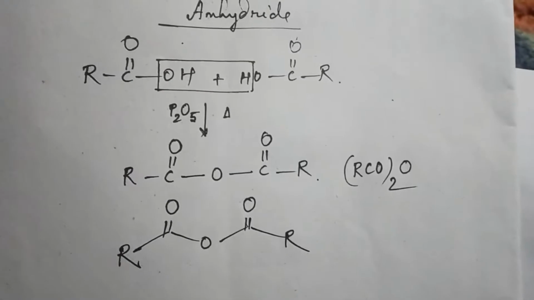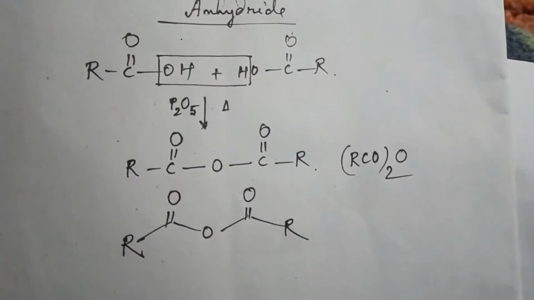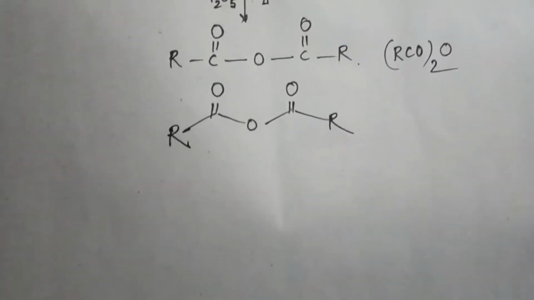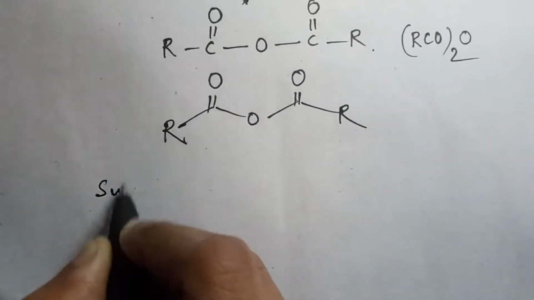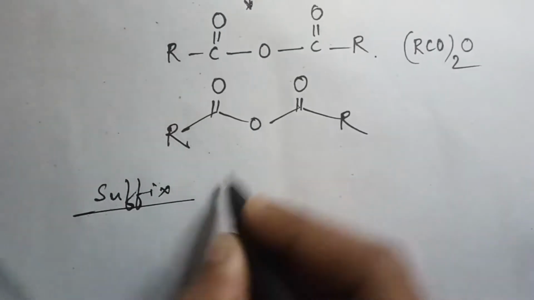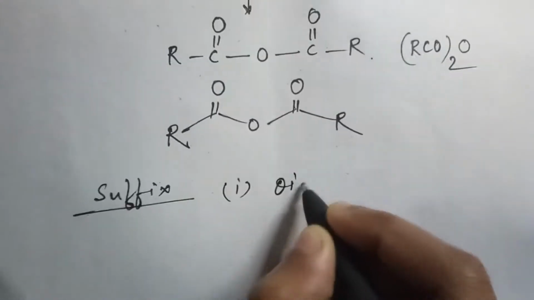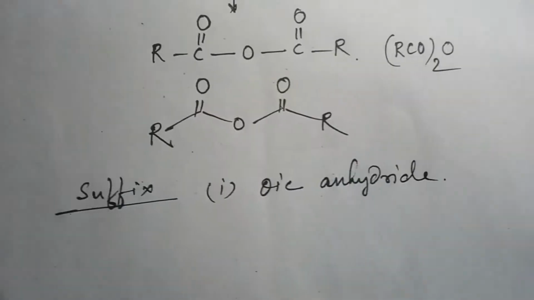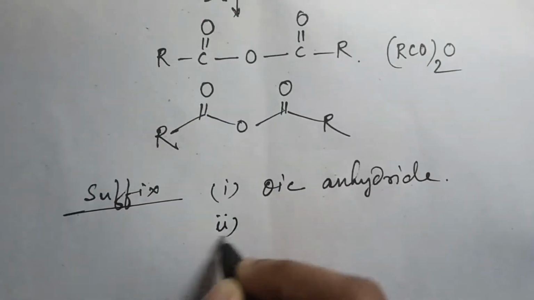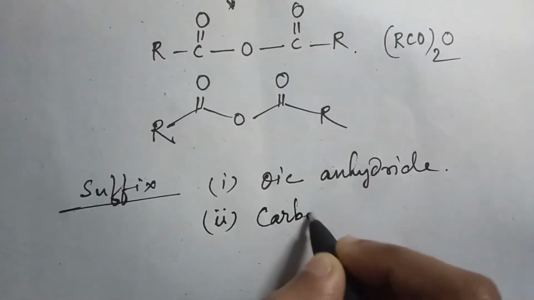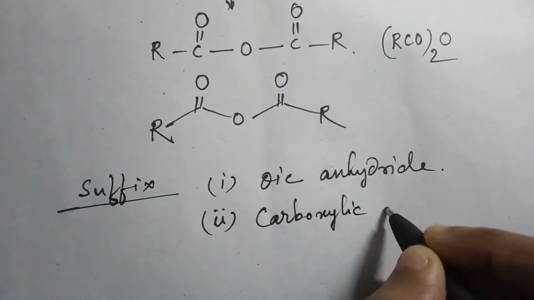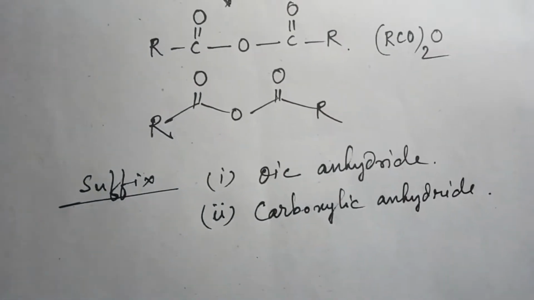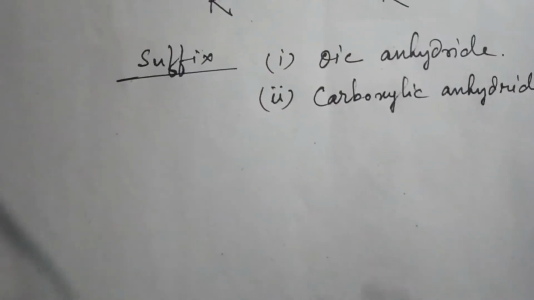Now come the IUPAC name. To find out the IUPAC nomenclature of anhydride compounds, there are two types of suffix present. The first one is oic anhydride. And the second one is carboxylic anhydride. Okay. Now let's take one example.